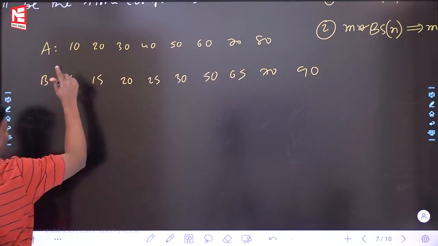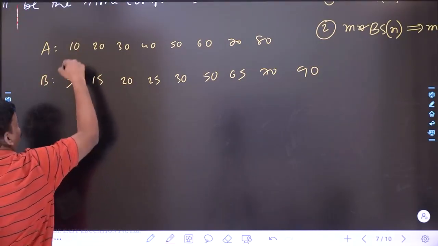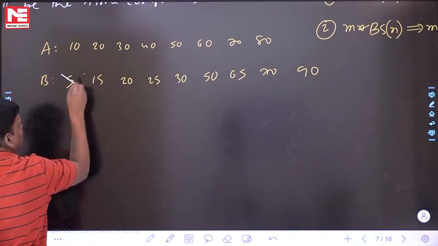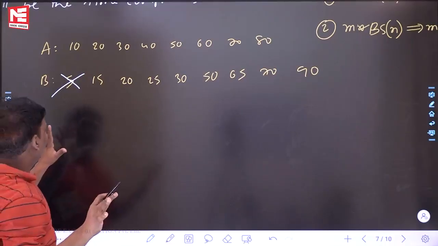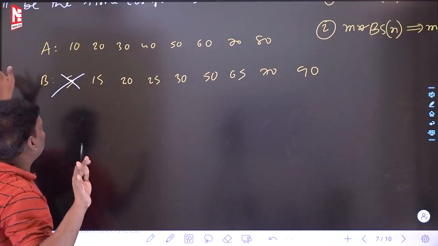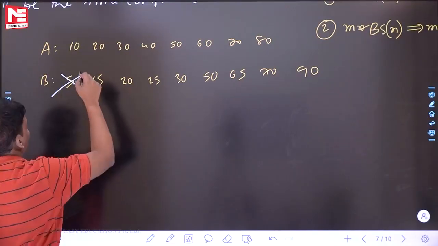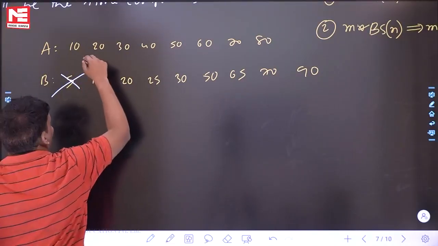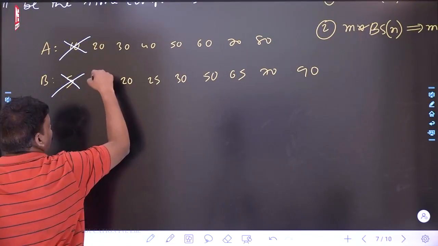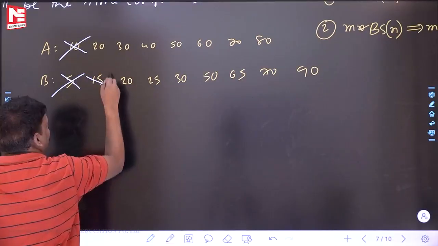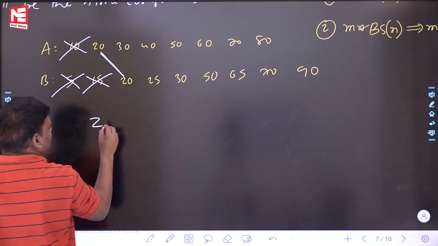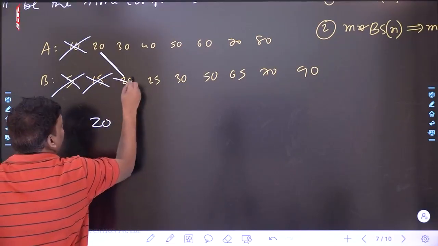Now I am starting. Compare both the first elements. Are both equal? No. Who is smaller? 5. Whoever is smaller, cancel it. Don't print. Same merge algorithm: in the merge algorithm, the smaller one is printed; now the smaller one is cancelled. That's it. Next, 10 and 15 compare. Are both equal? No. Smaller one cancel. Next, 20 and 15 compare. Equal? No. Smaller one cancel. Next, 20 and 20 compare. Yes. If it is equal, print it. Then after printing, cancel both.